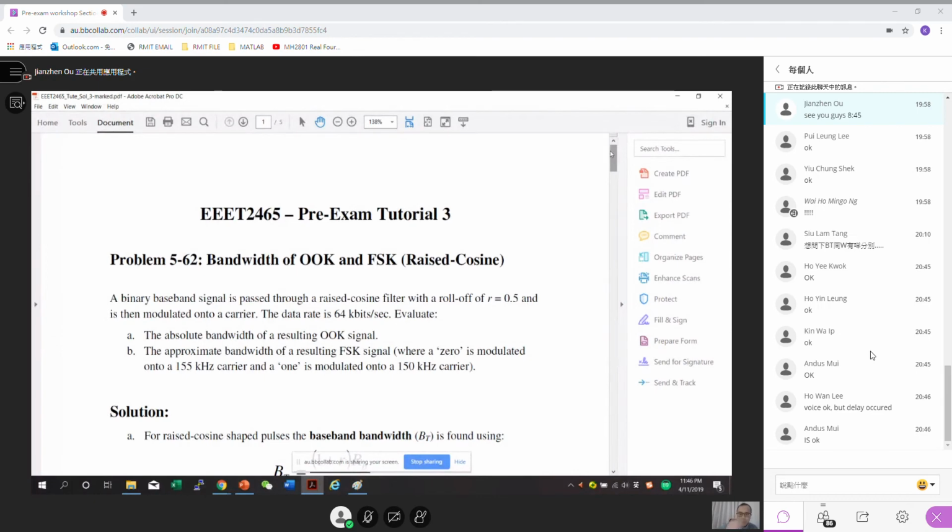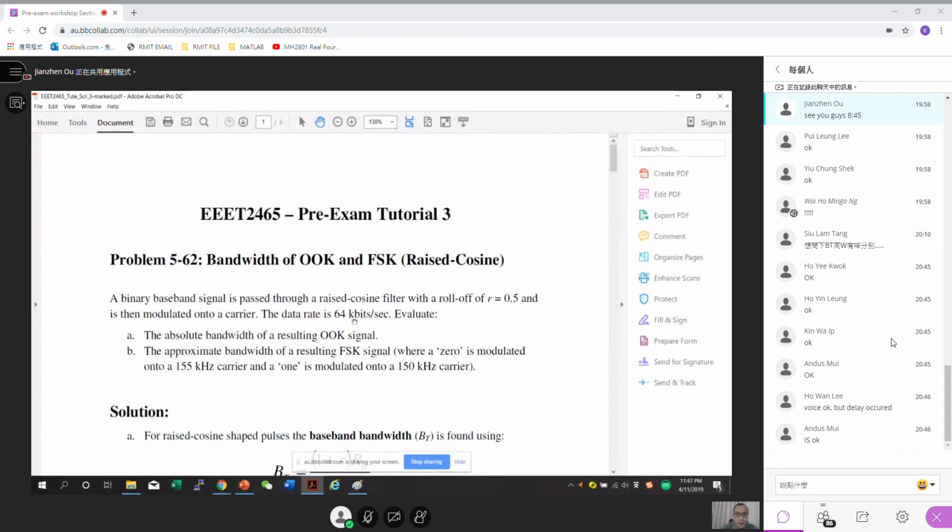So let's go to the first question. I repeat the question again. There's a raised cosine filter with a roll-off factor of 0.5, so that means it's not a square wave but a raised cosine wave. The data rate is 64 kilobits per second, so Rb is 64 kilobits. Now it's asking about the absolute bandwidth of the resulting OOK signal.